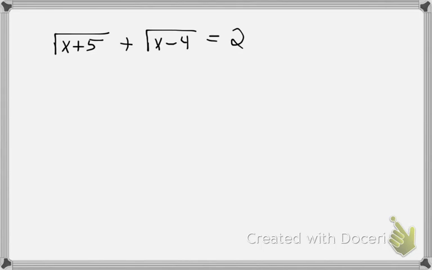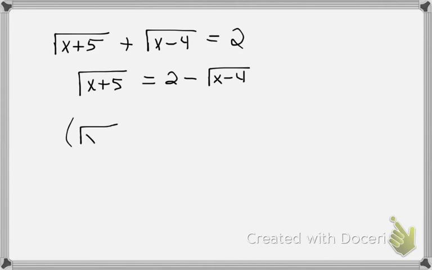Move the square root of x minus 4. So we have square root of x plus 5 set equal to 2 minus square root of x minus 4. Is that part okay? So now you got that square root of x plus 5 by itself. Now, square both sides. So we got the square root of x plus 5 squared. We've got 2 minus square root of x minus 4 all squared.